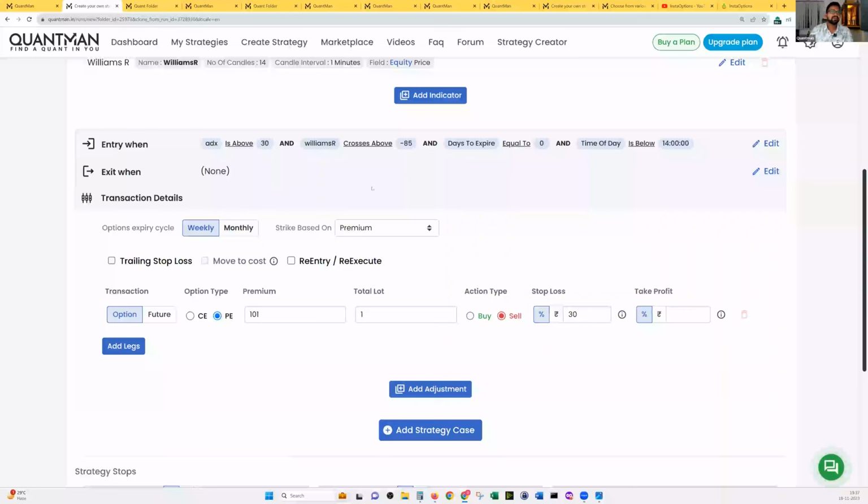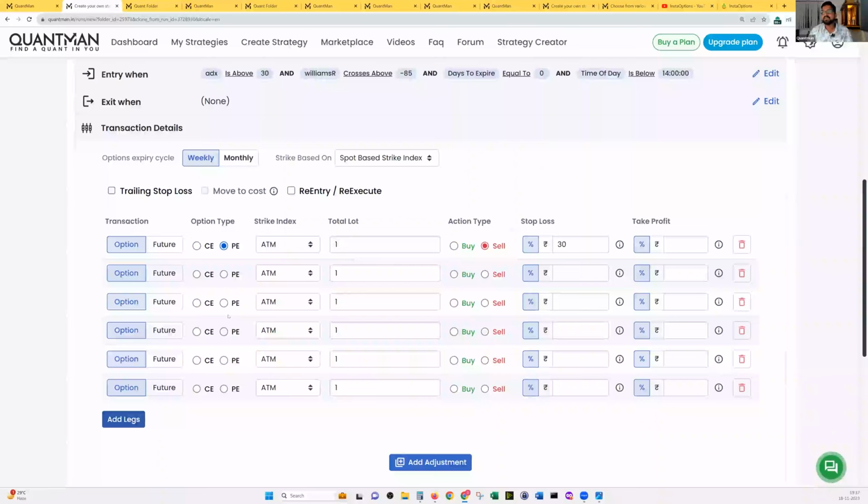So now I select weekly expiry, but over here we don't use the premium base. We use the strike price, spot-based strike selection. First, I add six legs. Now there will be a question: why can't I do it with a single leg, two legs or four legs? Why do you want me to put six legs? See, we need to have some sort of iron condor in order to make it more profitable. That is based upon experience.